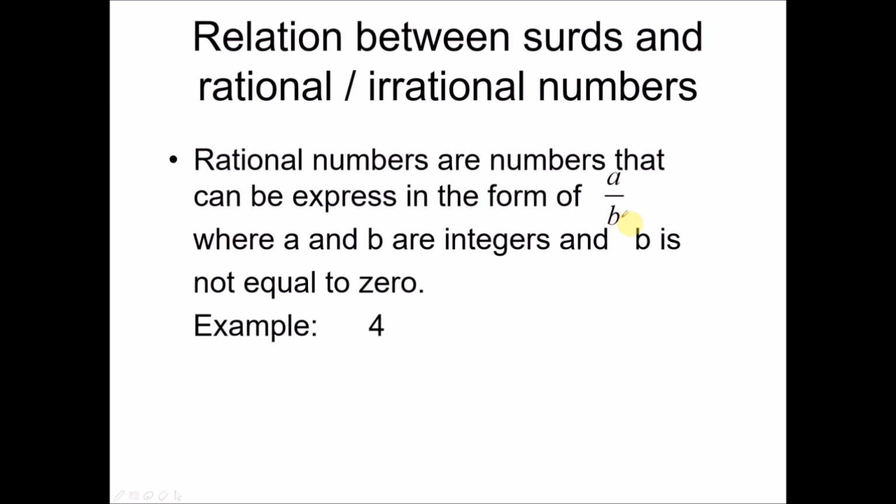For example, 4 is a rational number because 4 can be expressed as the fraction 4 over 1. 3 over 4 itself is already a fraction, so it is a rational number. 0.25 is a rational number because 0.25 is actually equal to 1 over 4, which is a fraction. And lastly, 0.66666 is a recurring number. So is this a rational number? Actually, yes, it can be written as 2 over 3.